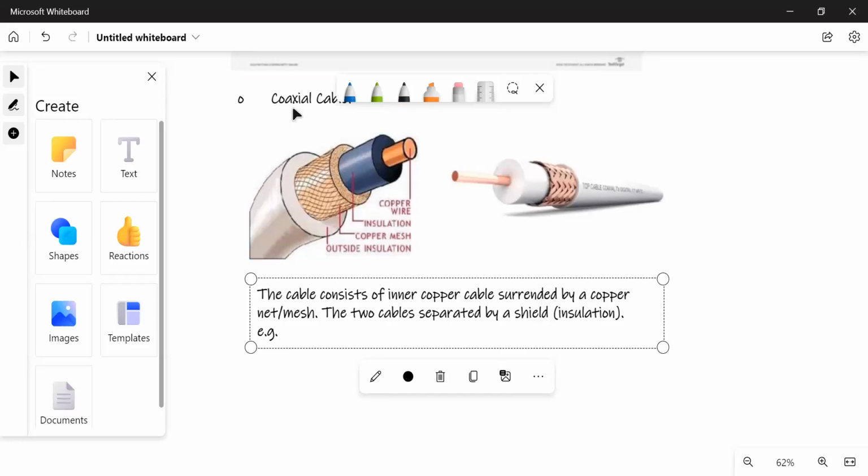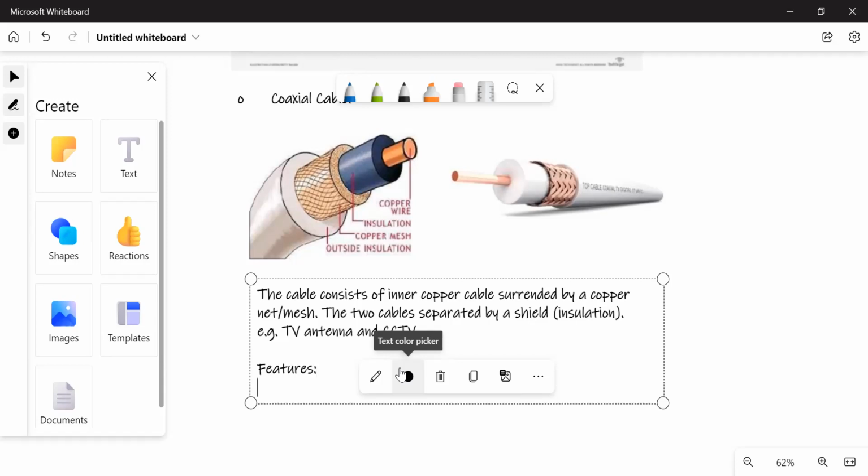So let's write down about the coaxial cable. The cable consists of an inner copper cable, so this is the one, surrounded by a copper net or mesh. So this is the other one. The two cables are separated by a shield, the insulation. So the separation is by insulation, and this is the outcome. So the examples are TV antenna cables, and CCTV. Right.